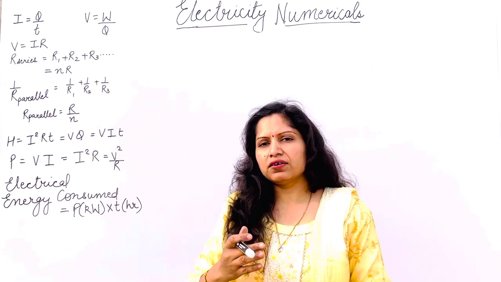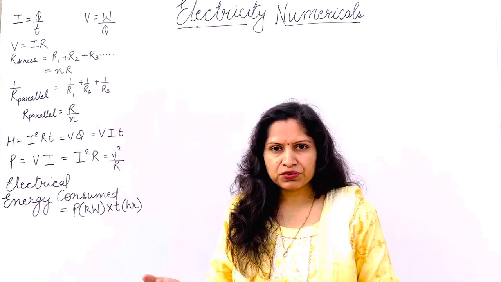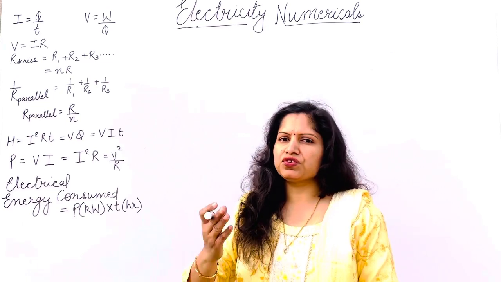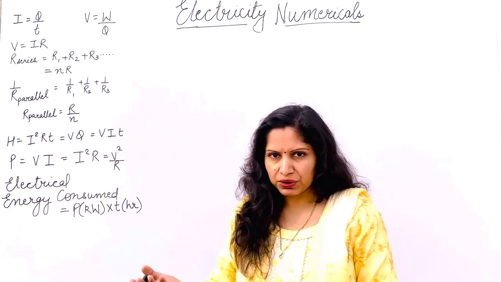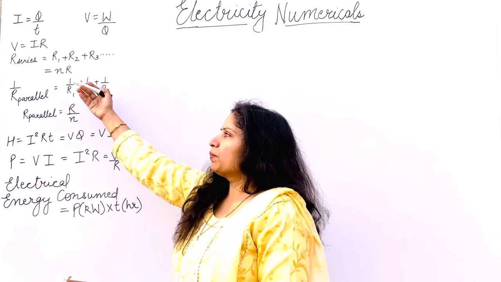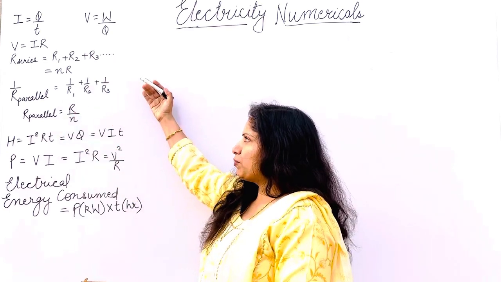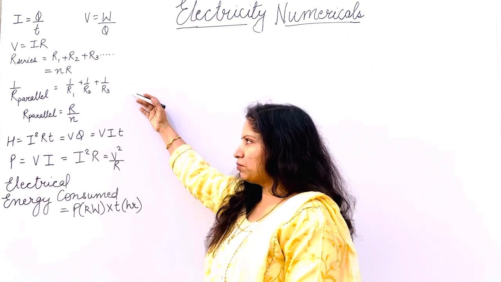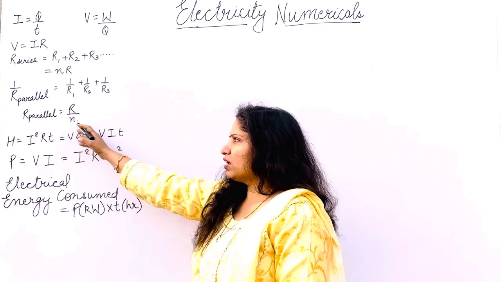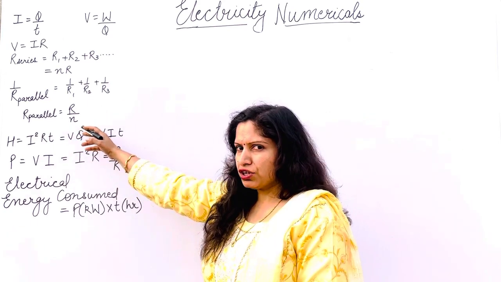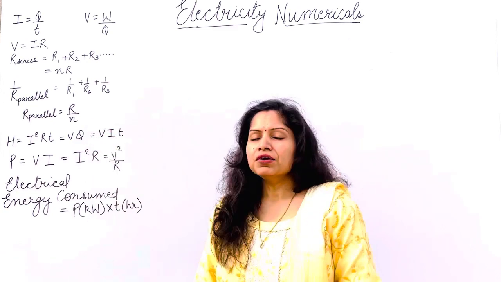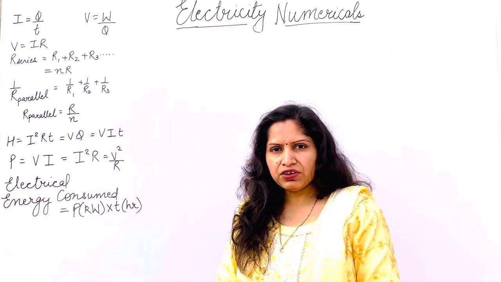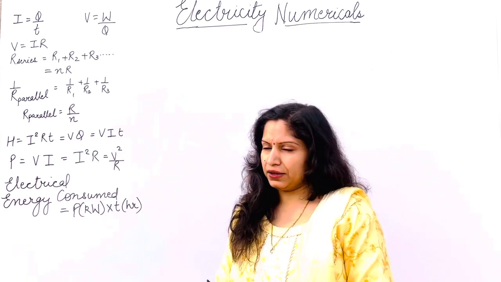But if all the resistors are having same resistance, then we can also use the formula N into R. Suppose there are 3 resistors each of 5 ohm. So instead of doing 5 plus 5 plus 5, it doesn't make any difference if we just multiply 5 with 3. Okay. Then 1 upon R in parallel is equals to 1 upon R1 plus 1 upon R2 plus 1 upon R3. That is for parallel combination. One more formula that we have for parallel combination is R upon N. When all the resistors are having the same resistance, then we can easily use the formula R upon N.